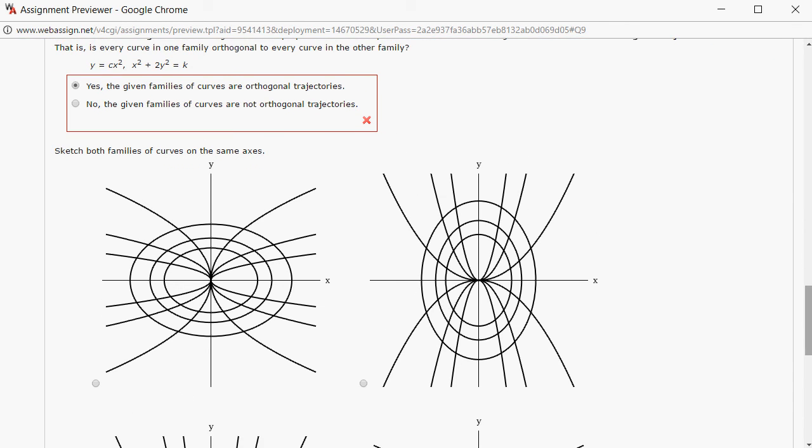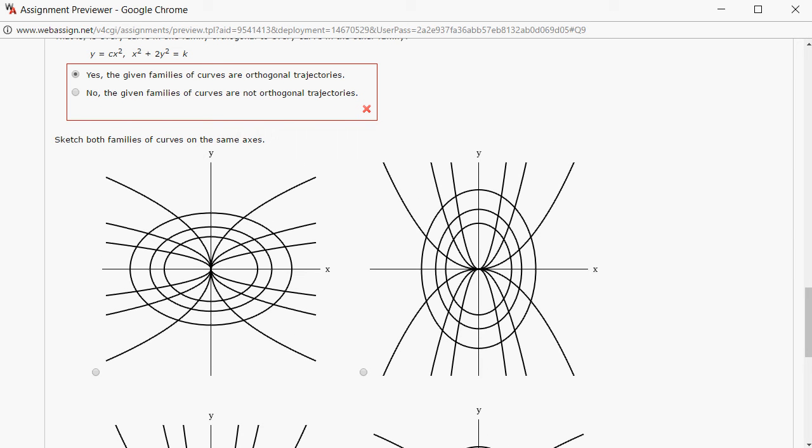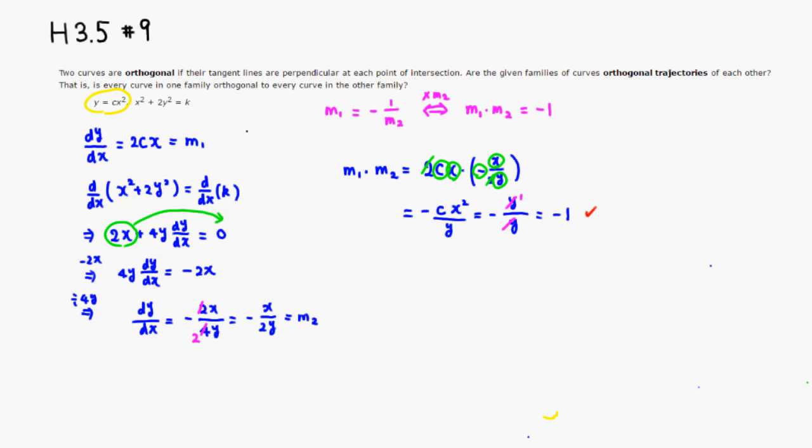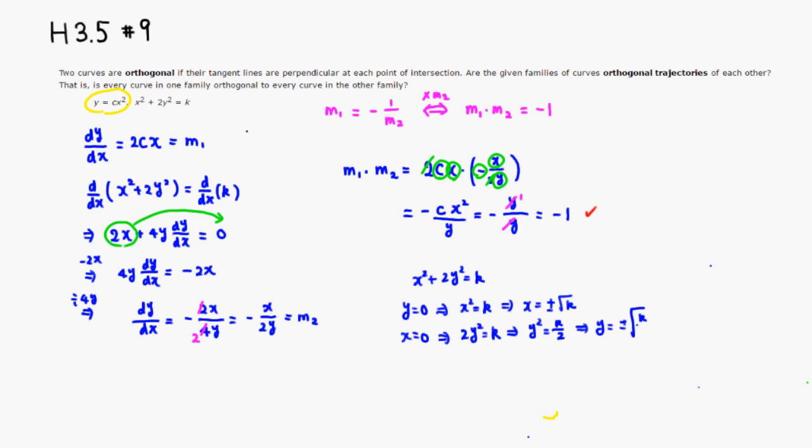Let's look at the intercepts of x squared plus 2y squared is equal to k. To find the x-intercept, we set y equals 0, which means x squared is equal to k, so x is plus or minus square root of k. To find the y-intercept, we set x equals 0. Then we get 2y squared is equal to k, so y squared is equal to k over 2, and y is plus or minus square root of k over 2.